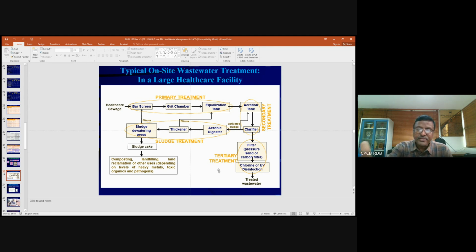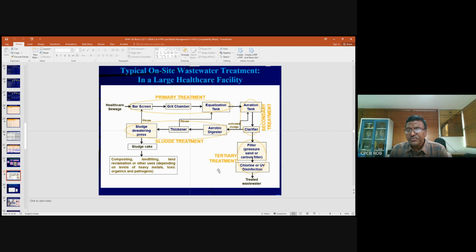The biological treatment is like the activated sludge process, that is, an aeration tank followed by a clarifier. Then after clarification, the treated water can go through sand filters, pressure sand filters or carbon filters. Then it will undergo the tertiary treatment process, chlorine or UV disinfection. Then this treated water can go for discharge into any drain.